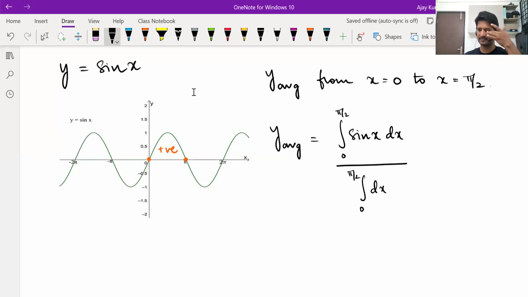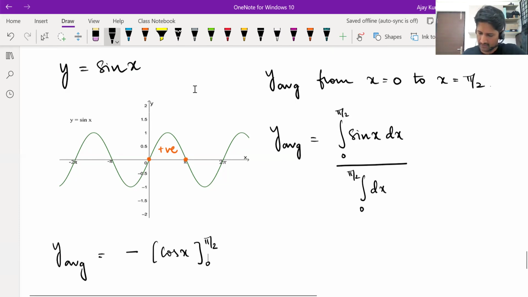Isha, any answer? Sir, 2 by pi. 2 by pi. Okay, that will be correct. Integral sin x is minus cos x. So I'll write it here. Minus you can put outside, cos x. And we still have to substitute the limits 0 and pi by 2.